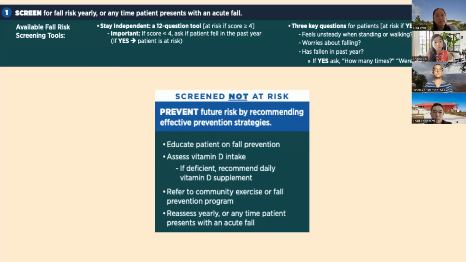For patients who don't screen at risk for falls, it's still good to talk about fall prevention in your visits. You want to prevent it as time goes on. And so you want to include patient education on fall prevention. You want to assess their vitamin D intake, and if it's deficient, maybe recommend vitamin D supplements. And then you want to also refer to any community exercise programs or fall prevention programs. And then you want to reassess yearly or any time a patient presents with an acute fall.